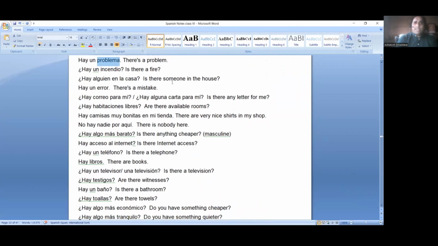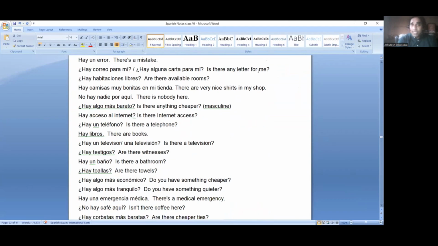Is there a fire? Hay un incendio. Is there someone in the house? Hay alguien en la casa. There is a mistake. Hay un error. Is there any letter for me? Hay correo para mí or hay alguna carta para mí?